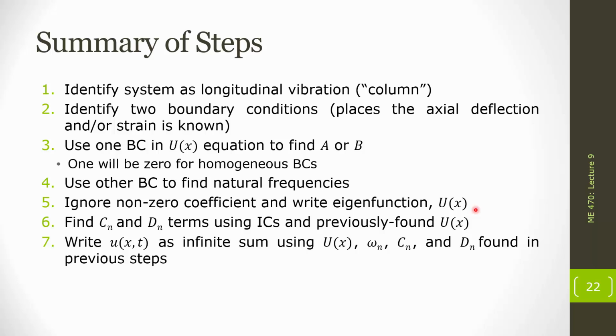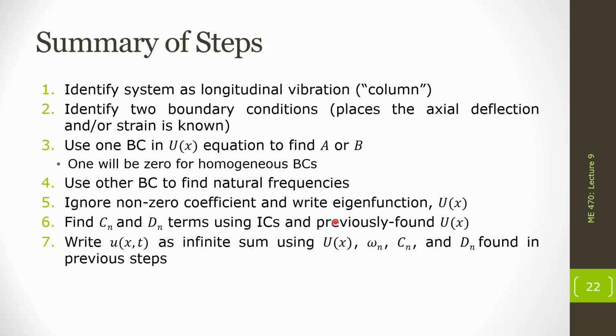Then we can start to put together our total solution, because it's the eigenfunction times the T of t, and T of t, if we remember, is going to have this coefficient c sub n and d sub n. So we want to find those using our initial conditions. So what at all points in the beam are going to be the initial conditions? What's the initial position of every point in the beam when time is 0? And what is the initial velocity, horizontal velocity, in the beam or the column when time is 0?